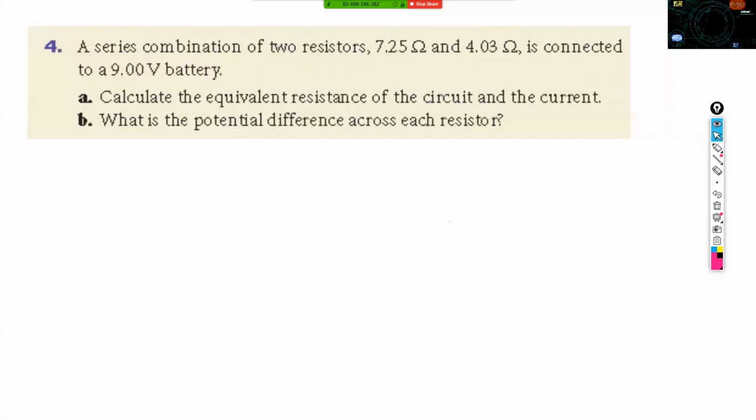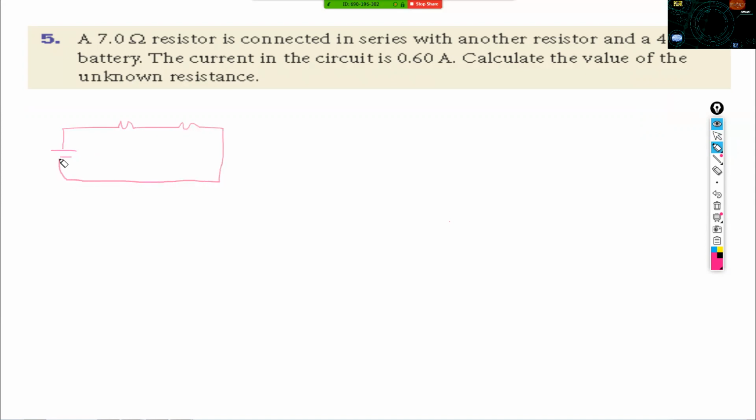All right. So let's look at one that's slightly different, and that would be number 5 here. You have a resistor, it's connected in series with another resistor that they're not telling you this time. Okay. So you got your EMF, you have R1, you have R2, and you got your circuit.